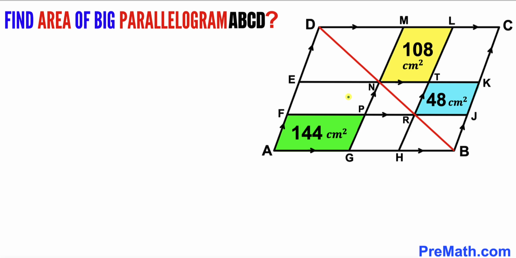In this video, we have this parallelogram ABCD that consists of a bunch of smaller parallelograms, as you can see in this diagram, such that the area of this green parallelogram is 144 cm², the area of this blue parallelogram is 48 cm², and finally, this yellow parallelogram area is 108 cm². Furthermore, this diagonal BD passes through points N and R. Our task is to calculate the area of this big parallelogram ABCD.